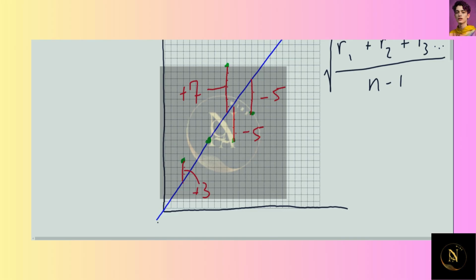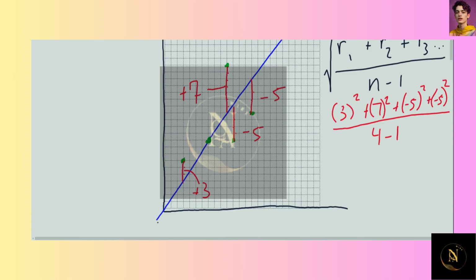So what you're going to do here is plug these numbers into your equation. You've got R1. We'll just go in order. So we'll do 3 squared plus 7 squared plus negative 5 squared plus negative 5 squared over, since we have 4 data points, 4 minus 1.